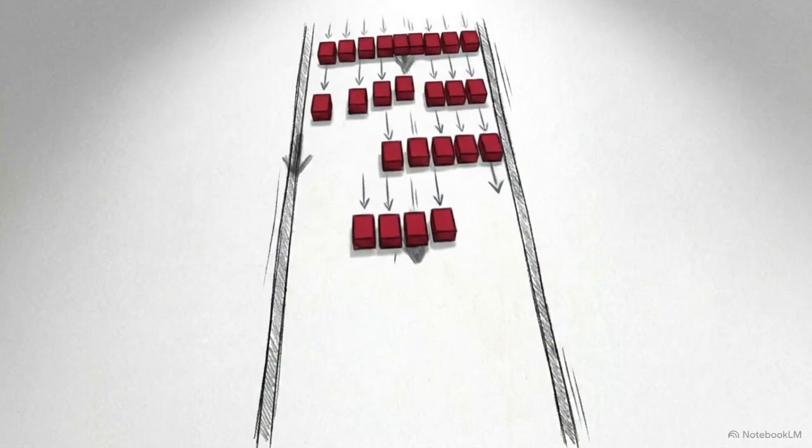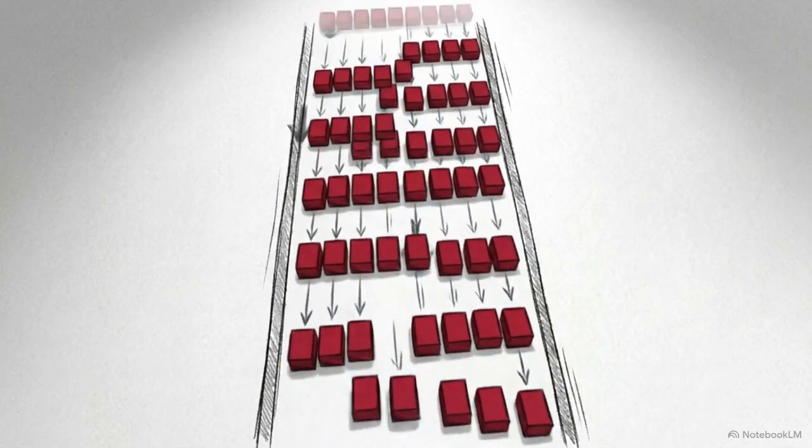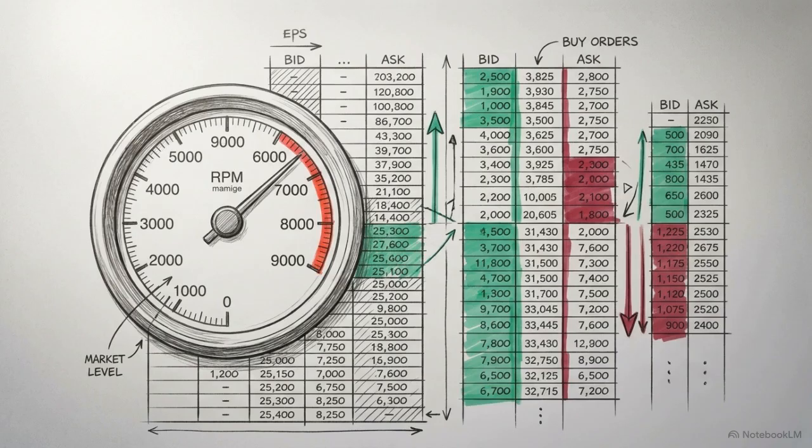The downward velocity of this move is accelerated by the forced liquidations of the traders caught in the initial trap. Maintaining a long-term edge involves looking past the visual appeal of large price candles and executing based on verified order book mechanics and telemetry.